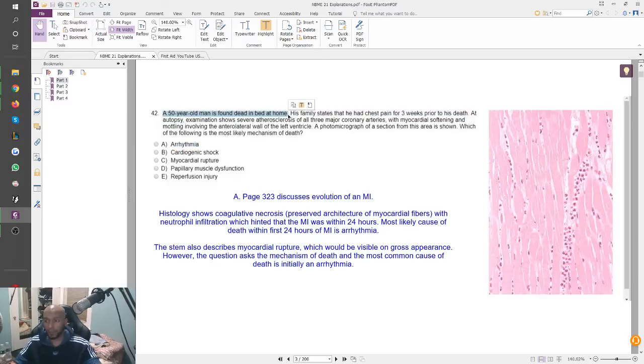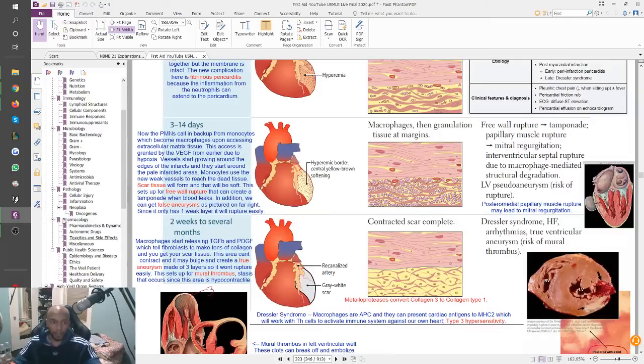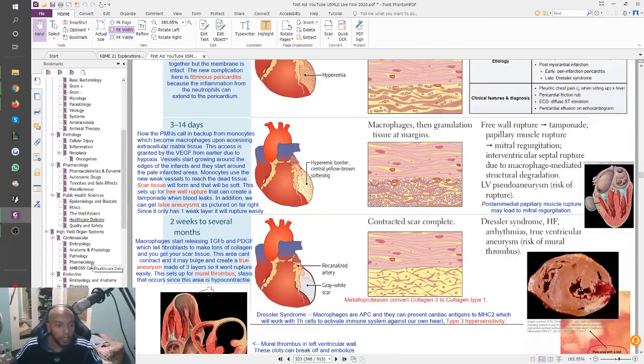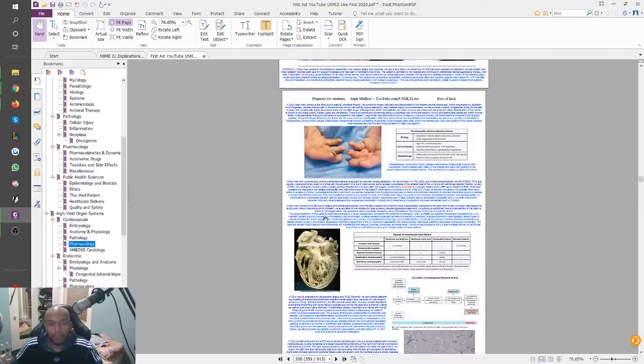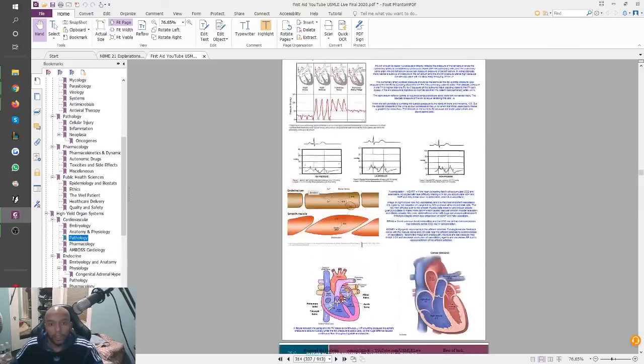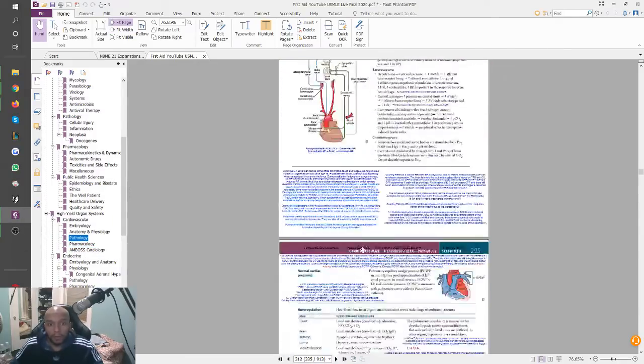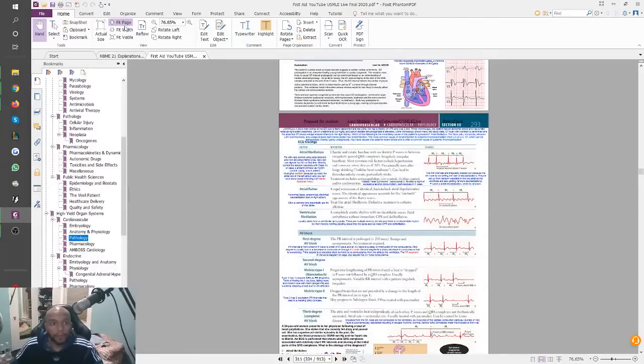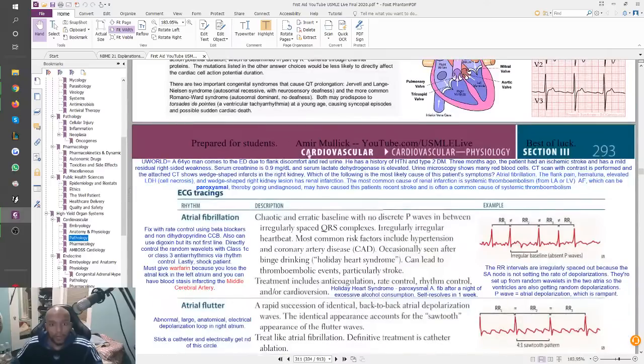A paroxysmal nocturnal arrhythmia, right? Paroxysmal arrhythmias are actually a pretty big deal. That reminds me of another question, let me see if I have that here. Yeah, arrhythmias, okay. All right, so this question right here was a UWorld question, which talks about paroxysmal arrhythmias, right?